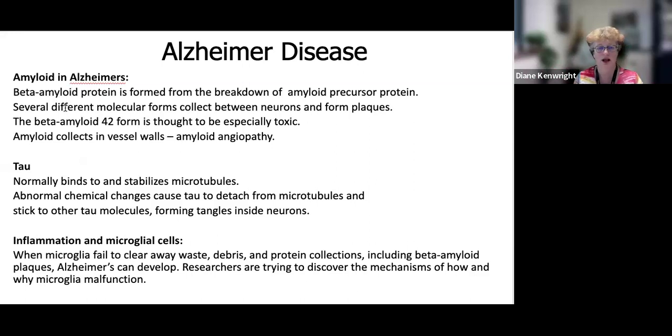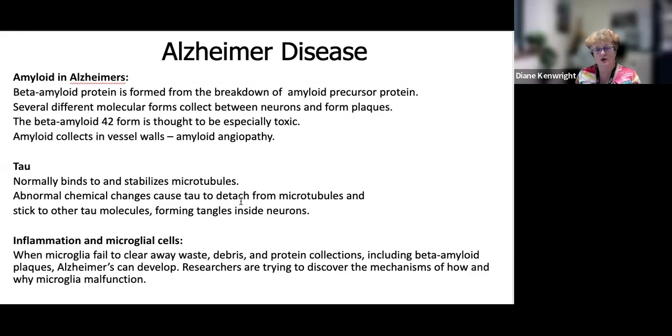So what does tau do? Tau binds and stabilizes microtubules. Microtubules are the little things that transport nutrients and other things down the tail of the neuron and back again, and tau stabilizes them. If tau has an abnormal change in it, it detaches from the microtubules and then sticks to other tau and forms these tangles. It also means that the microtubules don't work, and so that process together with the tau tangles can kill the neuron.